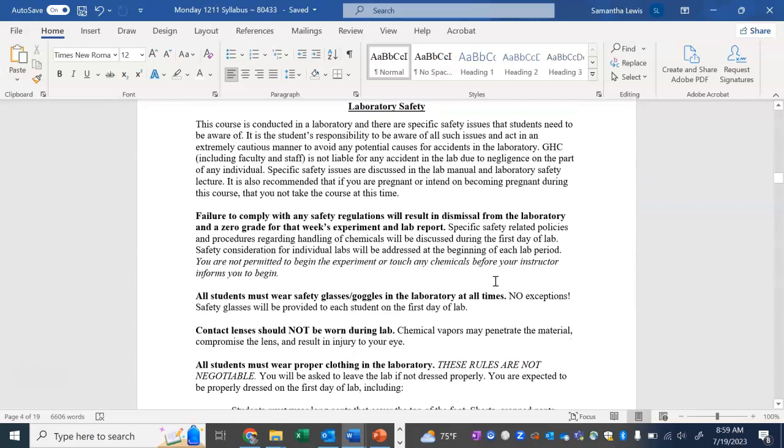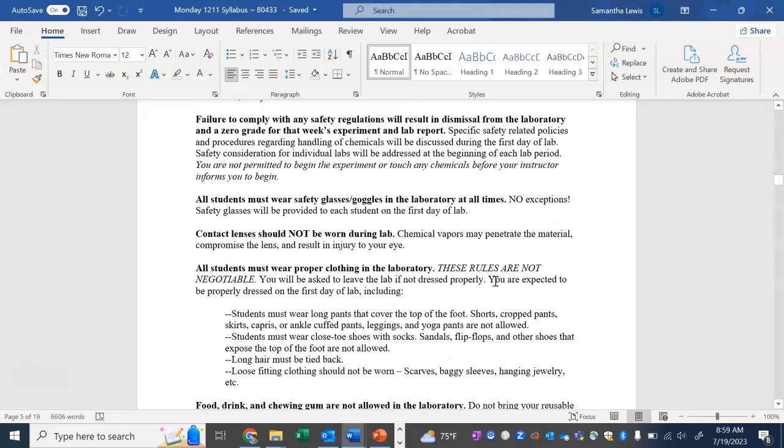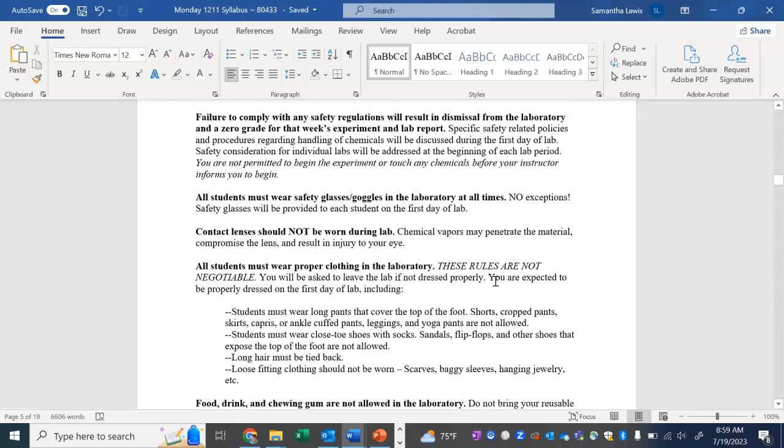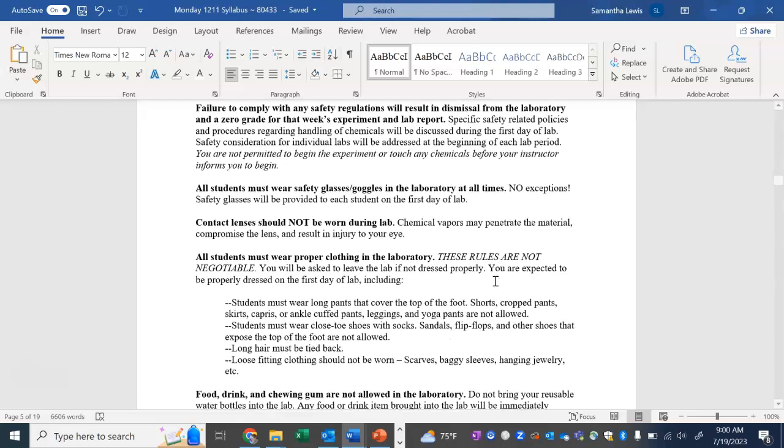All right, so let's talk lab safety real quick. We are in a laboratory. There are specific safety issues. We do comply with OSHA regulations. And so these are important things that you need to know, okay? If you do not comply with these safety regulations, you are going to be asked to leave the lab for the day, and you will get a 0 for that week's experiment and lab report.